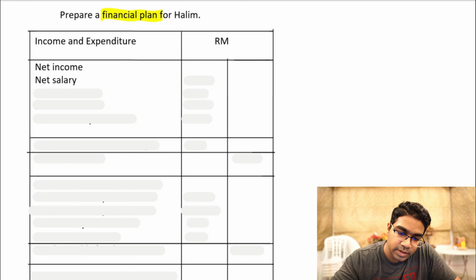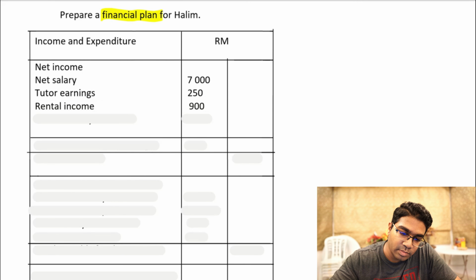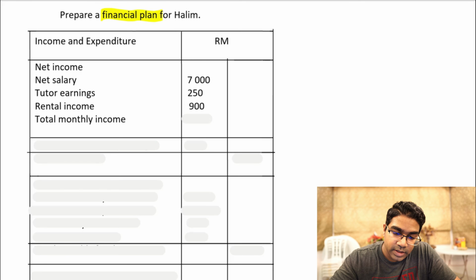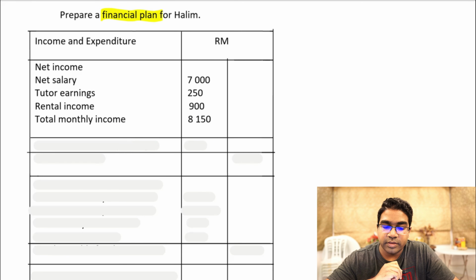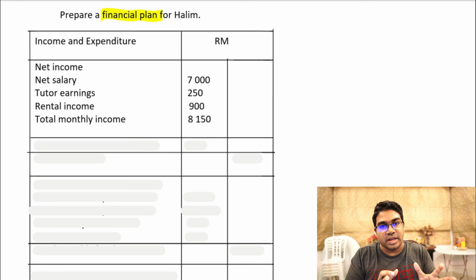First, we put the net salary. Net salary was 7,000 ringgit. And then tutor earnings, 250 ringgit. And rental income of 900 ringgit. And now we can total up. Total monthly income is 8,150. You just add these three values together. Now this total income is written on the left side, only for the total monthly income.